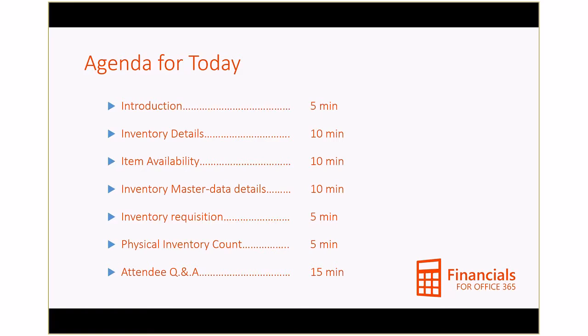And lastly, there's the physical inventory aspect. This is always important. This is about taking stock takes and how easy it can be to account for the inventory in that sense. I'll give you a quick look at the physical inventory journal there. And then of course, we want to finish up with a nice Q&A.